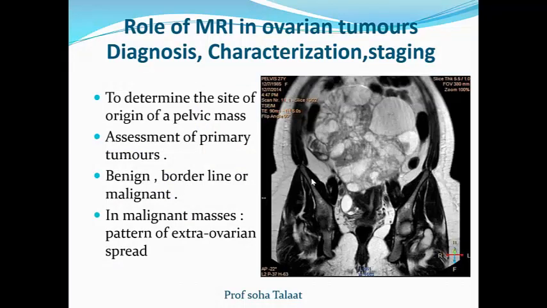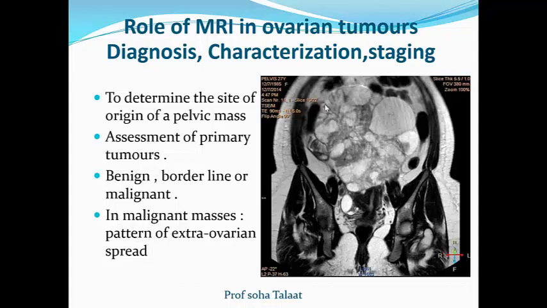Role of MRI in ovarian tumors. How to reach a diagnosis. First, to determine the site of origin of a pelvic mass. If we have a pelvic mass, we want to know where the site of origin is. Then assessment of the primary tumor regarding its nature: cystic, solid, or complex. Is it benign, borderline, or malignant? And in malignant masses, we have to see the extra ovarian spread. What is the pattern of the extra ovarian spread?